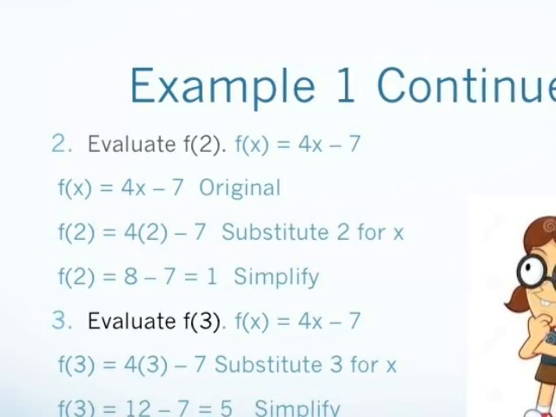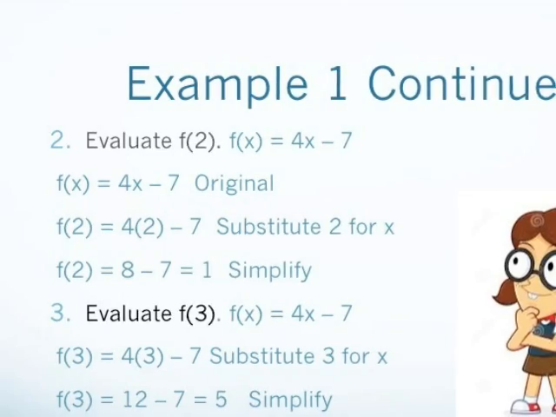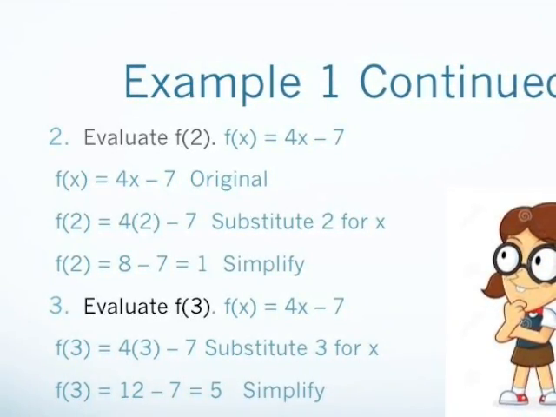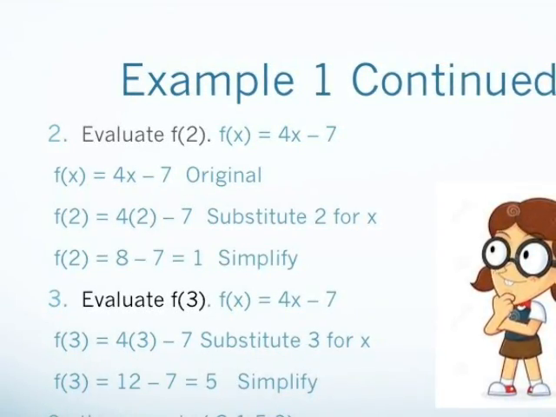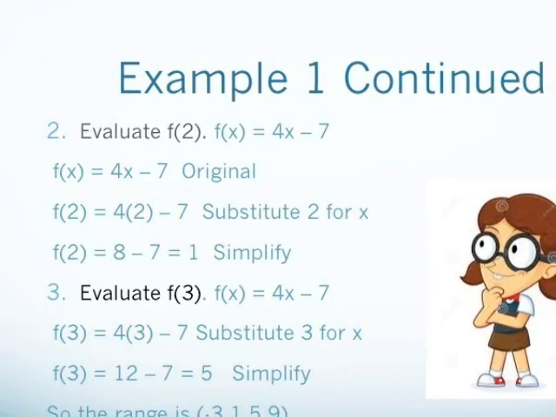Here we're going to evaluate f of 2. To evaluate f of 2, we substitute 2 in for x. Therefore, we get f of 2 equals 4 times 2 minus 7. And for f of 2, we find that y is 1.